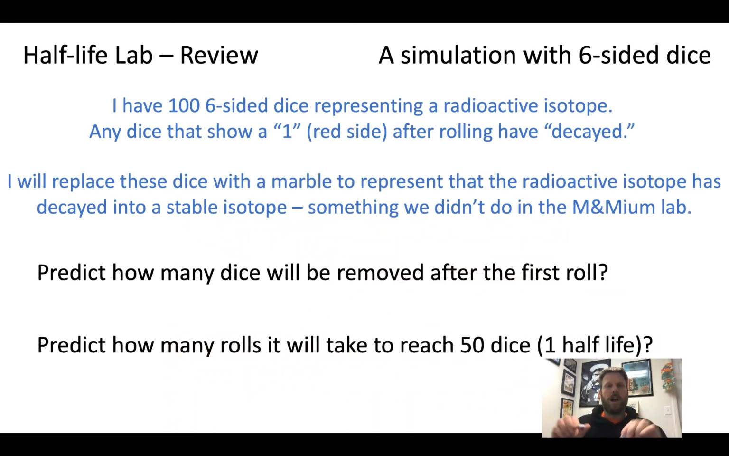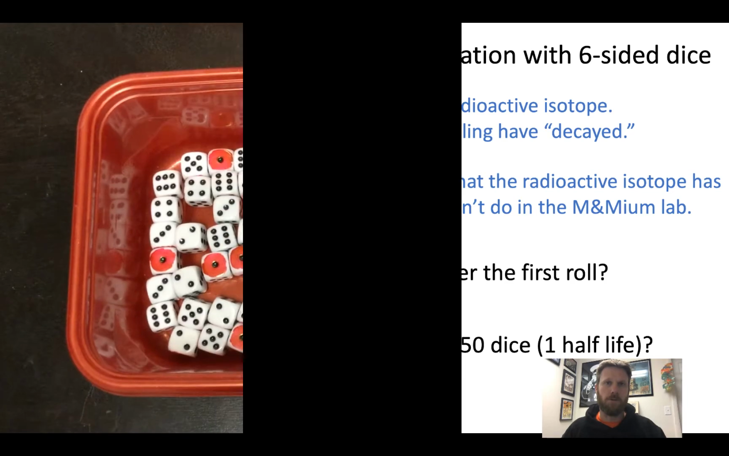Before you watch the simulation, I would like you to make a prediction about how many dice you think I'm going to remove after that first roll. So how many of the 100 dice do you think, the first time I roll, are going to be ones up? Also, I want you to predict how many rolls it is going to take me to get to 50 dice, which would be one half-life. Because I don't have a 50-50 chance here, it should take more than one roll. So pause the video and make these predictions before you continue with the next part of the video.